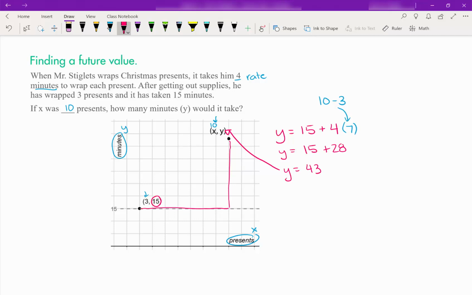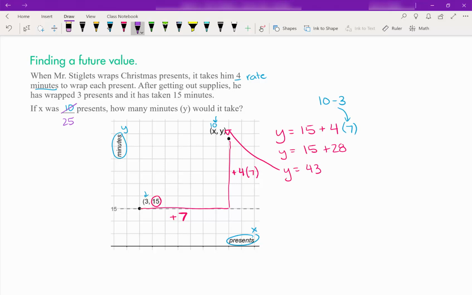So looking back at that graphically, just to make sense of some of those numbers, this was the 7, so 7 additional presents, and the amount that we went up here was 4, the rate of change, so 4 minutes for each present, times 7 presents. Now let's shift this up just a little bit, because now we could just start to play with some numbers. Let's go ahead and say instead of 10 presents, we now have 25 presents. How many minutes would that take?